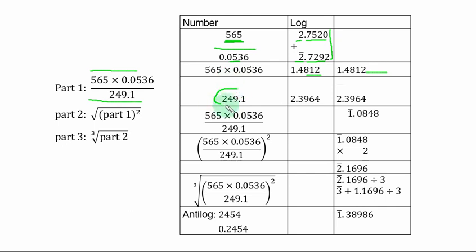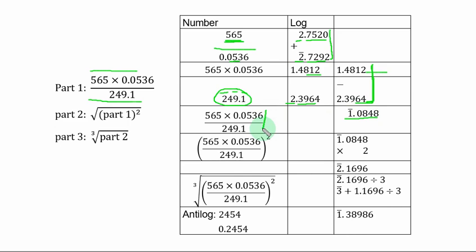The denominator is this. The integer part is 2, if you subtract 1 from the 3 digits in the whole number part. For the multiplier, you check 24 under 9, difference 1. That is 3964. Let us take it under the first result. Division implies subtraction of log values. So if you subtract these two results, you have this for the whole of part 1.